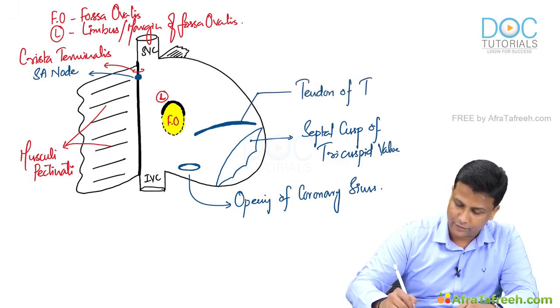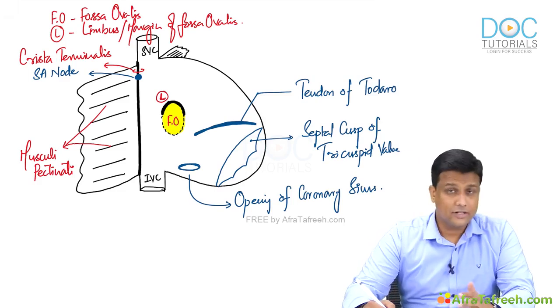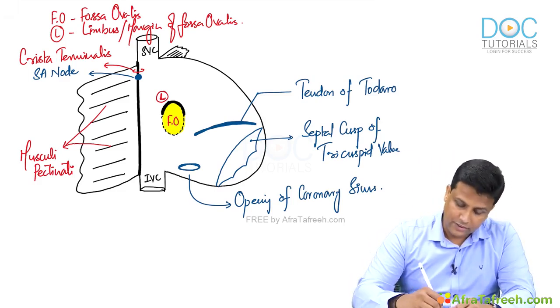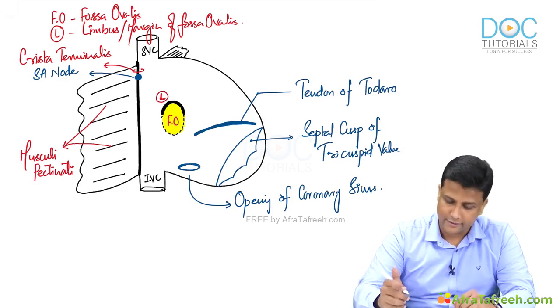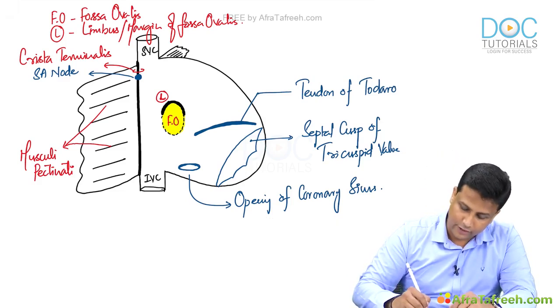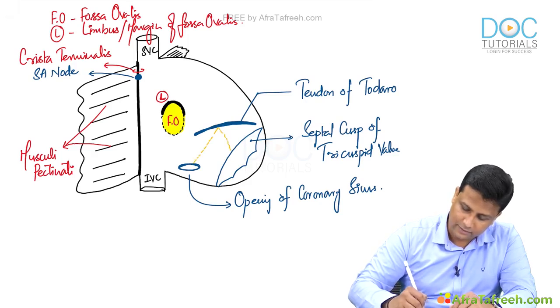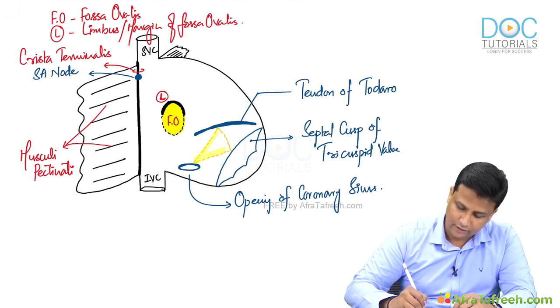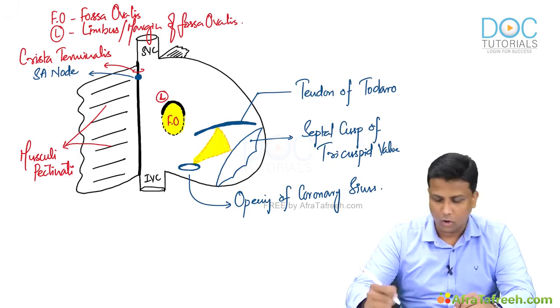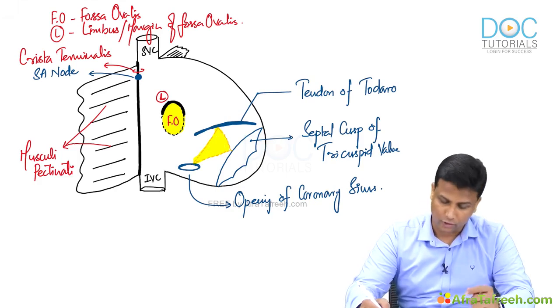Tendon of Todaro. Now, what is the importance of these structures? The importance of these structures is that all these three things are important here, guys. Between these three, that is tendon of Todaro, the opening of coronary sinus, and the septal cusp of tricuspid valve, you can appreciate a triangle here, and this triangle is referred to as triangle of Koch or Koch's triangle.